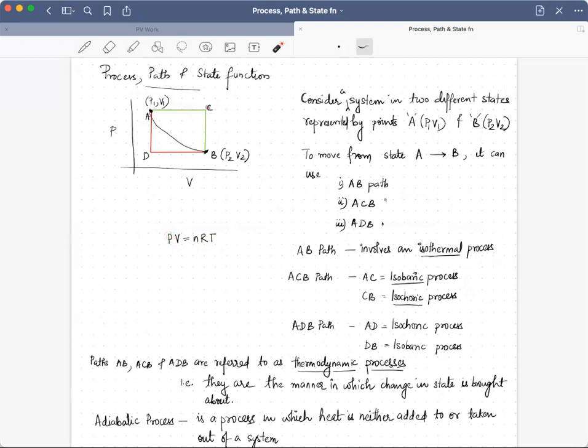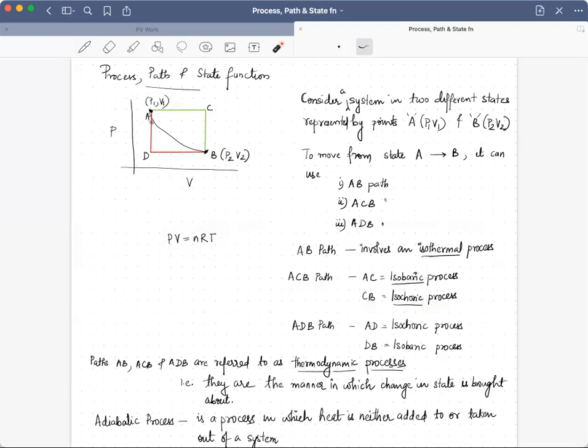Similarly, when you consider the CB path of ACB, here the volume V2 is remaining constant during this transformation, but the pressure is changing from P1 to P2, that is, it is decreasing from P1 to P2. So volume is remaining constant, and therefore this part of the path ACB is isochoric, because here the volume is constant. Here again, pressure is directly related to temperature. So pressure is decreasing, and temperature is correspondingly decreasing during the process.